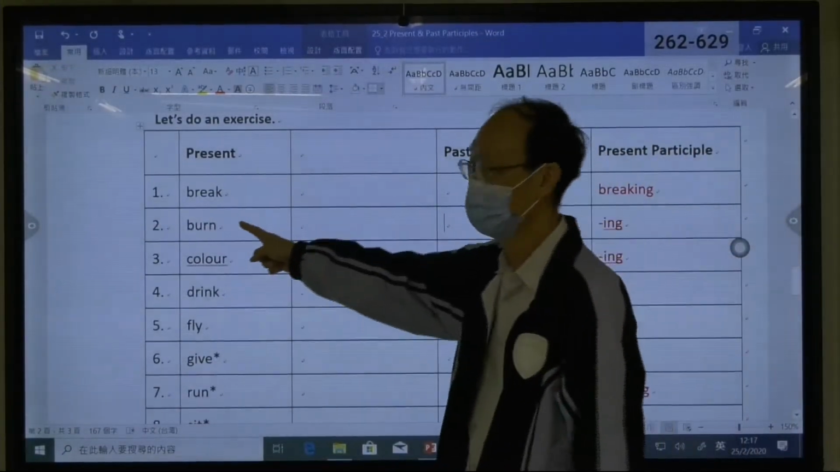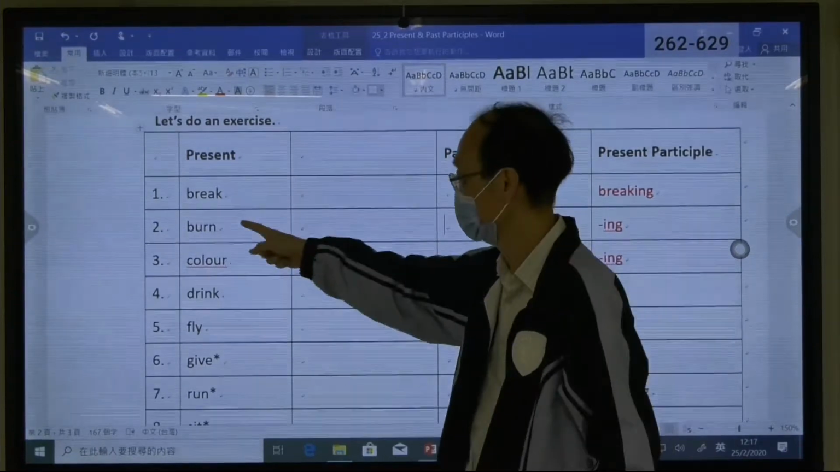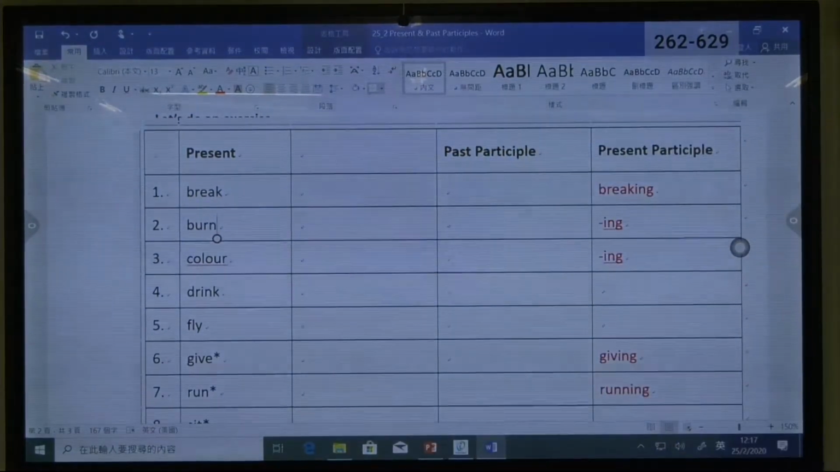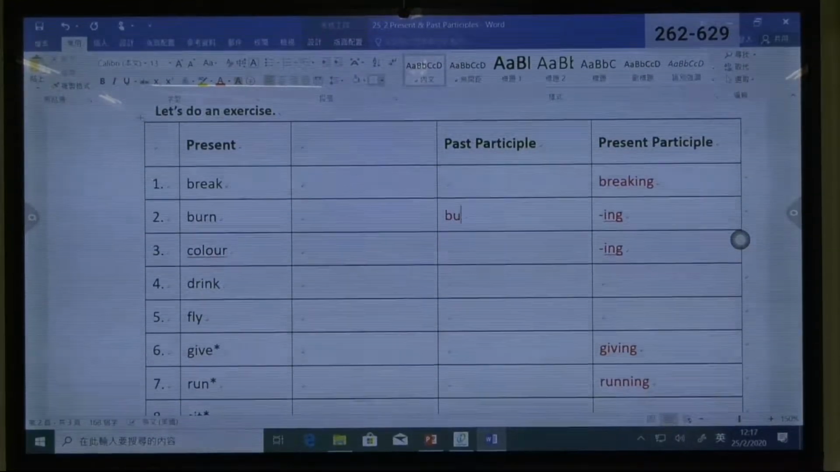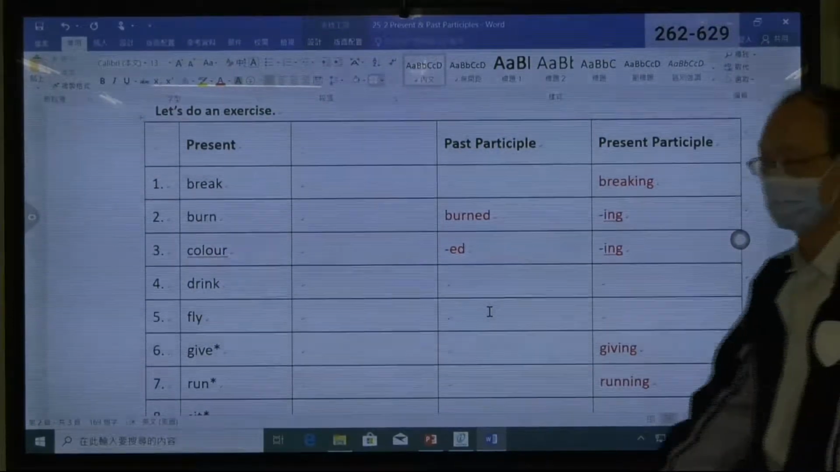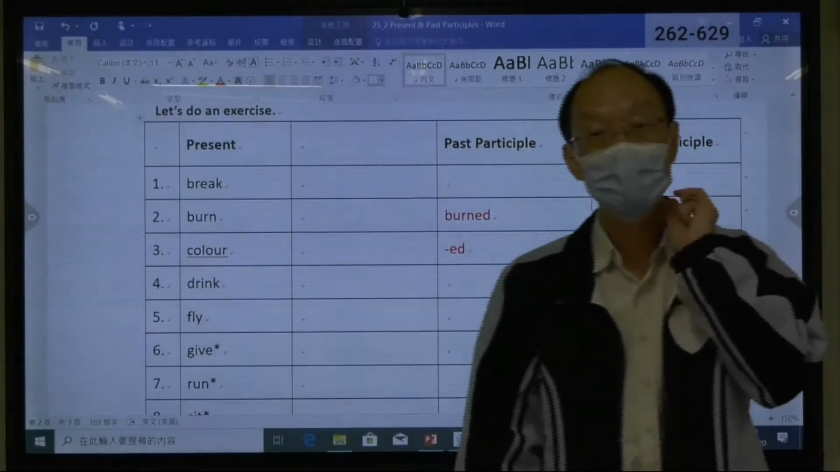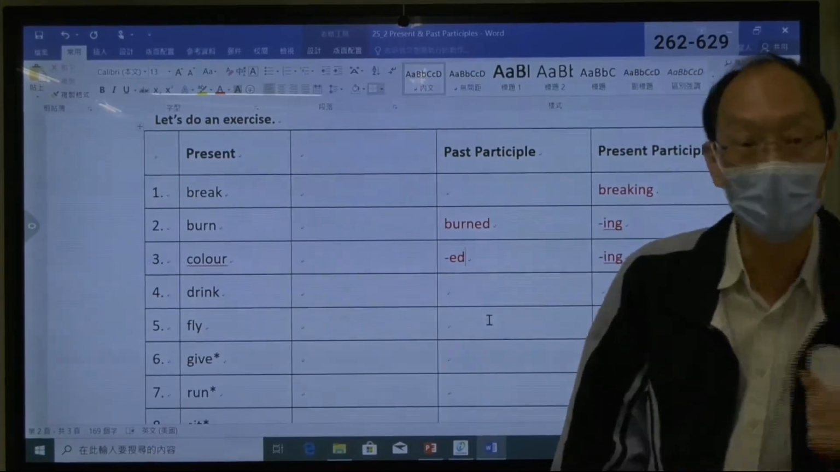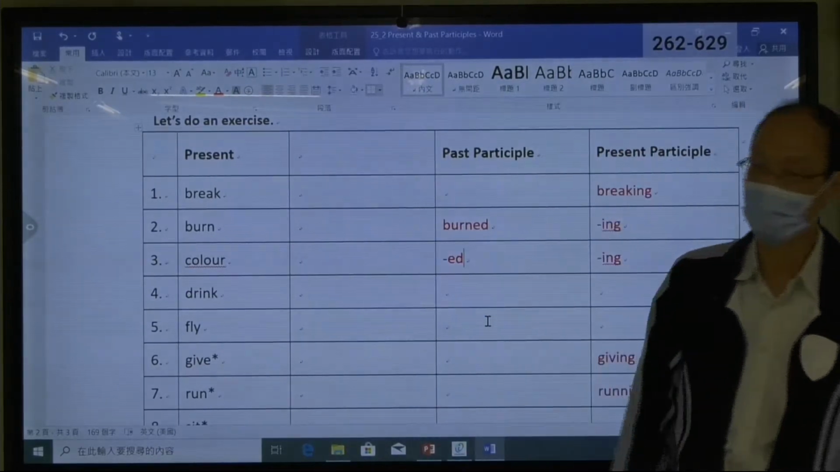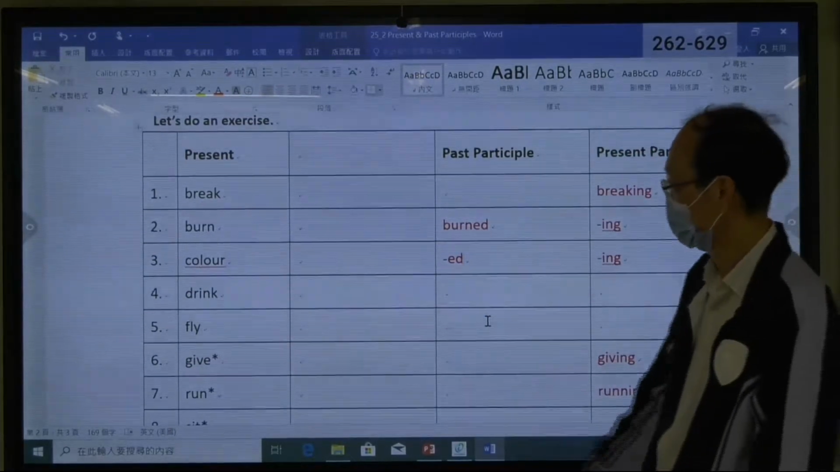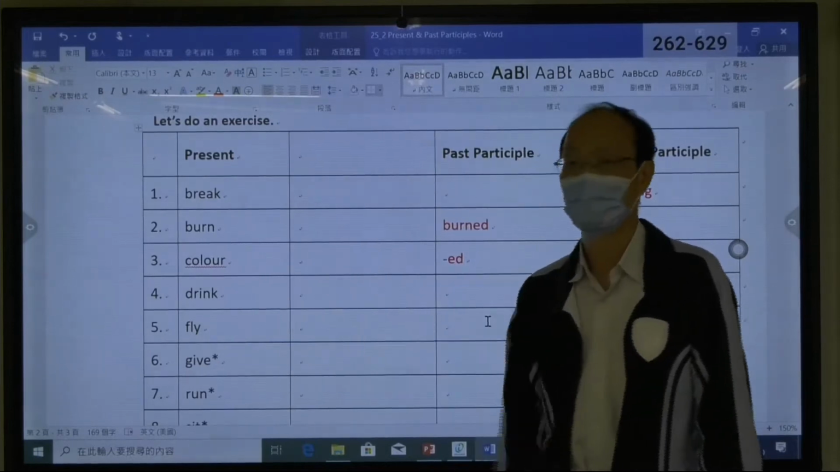I say that we just put down ED. Usually, most words we put down ED here. And now, I say that most words, but not all. Not all. For example, drink.